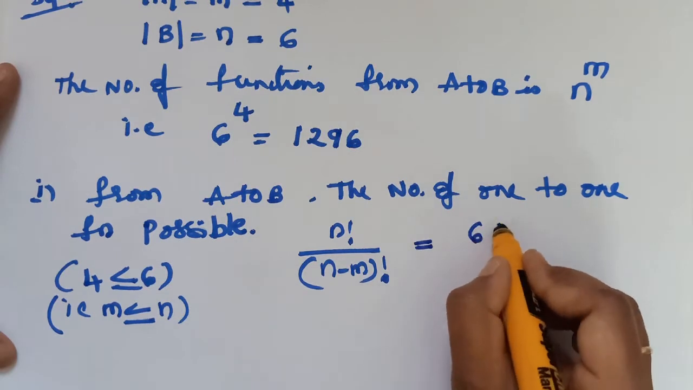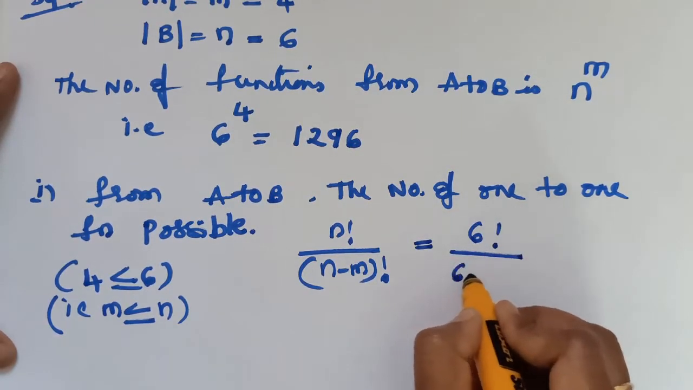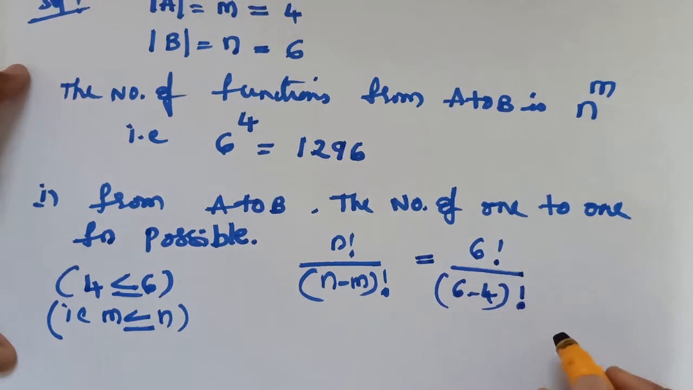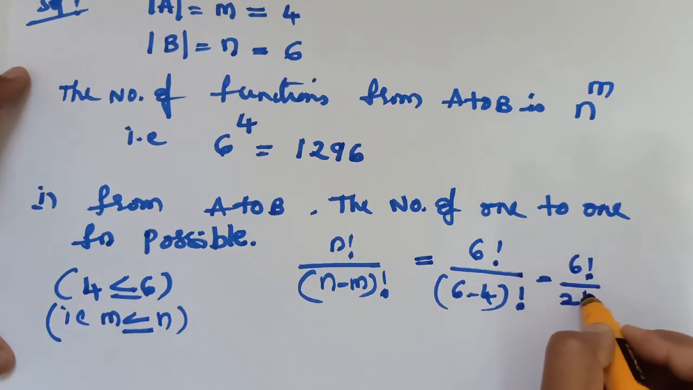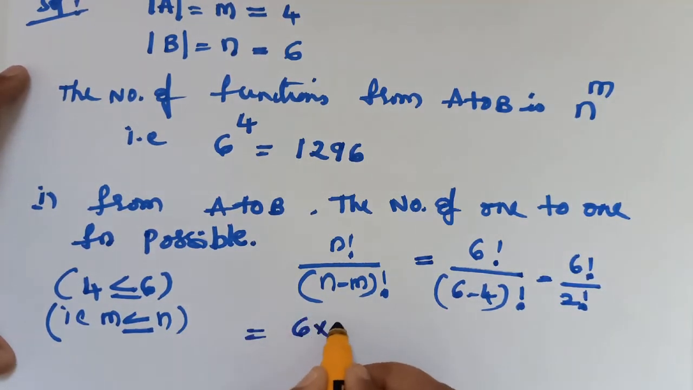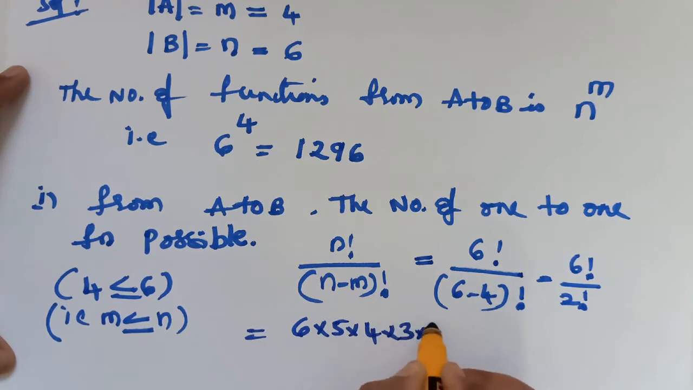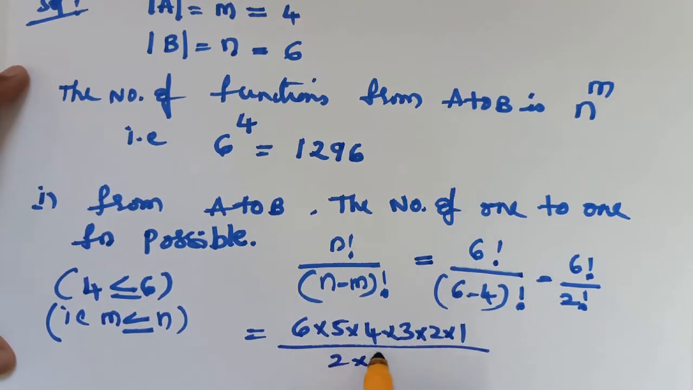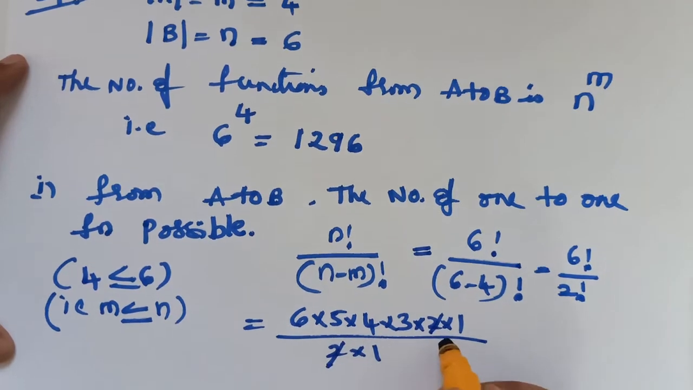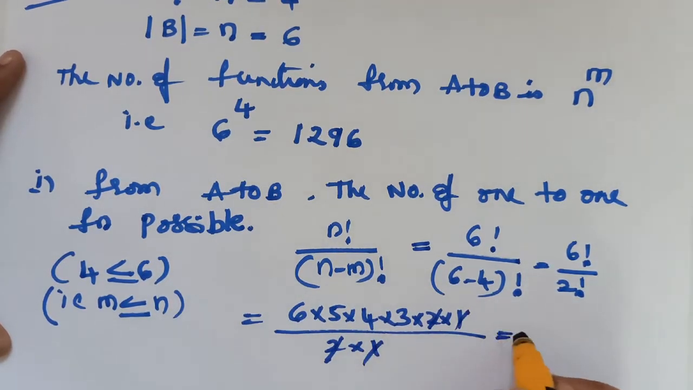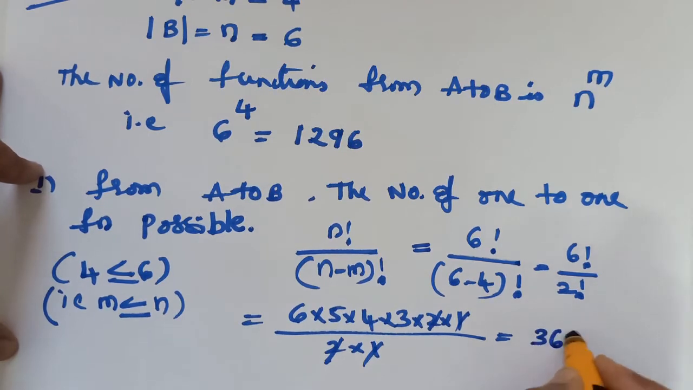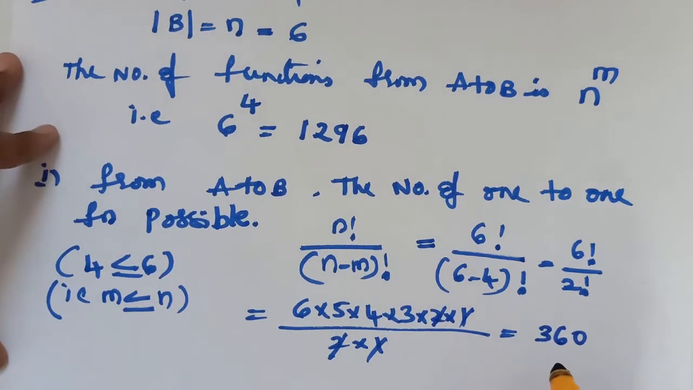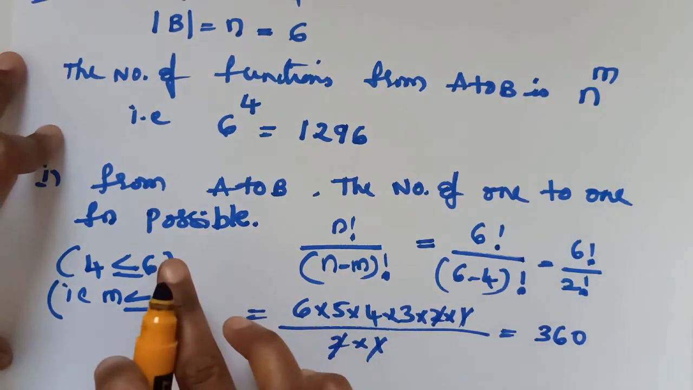Here n is 6 and m is 4: 6 factorial by 6 minus 4, so 6 factorial by 2 factorial. 6 factorial is 6 into 5 into 4 into 3 into 2 into 1, divided by 2 factorial, which is 2 into 1. So 6 into 5 is 30, 30 into 4 is 120, and so on, which is equal to 360. So there are 360 1-to-1 functions possible from A to B.